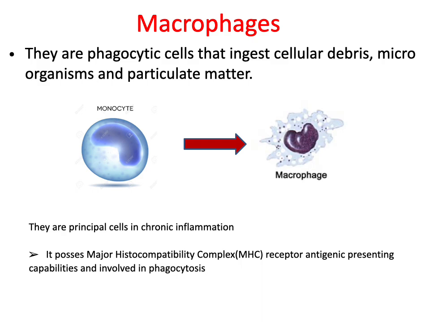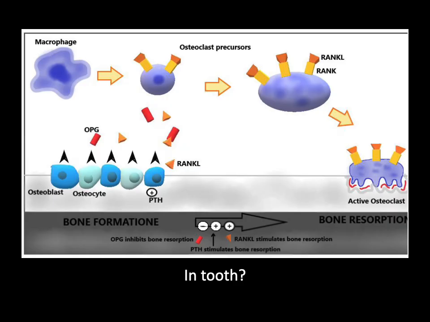So, it possesses the major histocompatibility complex which is involved in phagocytosis. So, these macrophages are the osteoclastic precursors which is then formed into RANK or RANKL. This RANK or RANKL causes the bone resorption. This is the presence of osteoclasts, or this is the presence of macrophages in tooth.